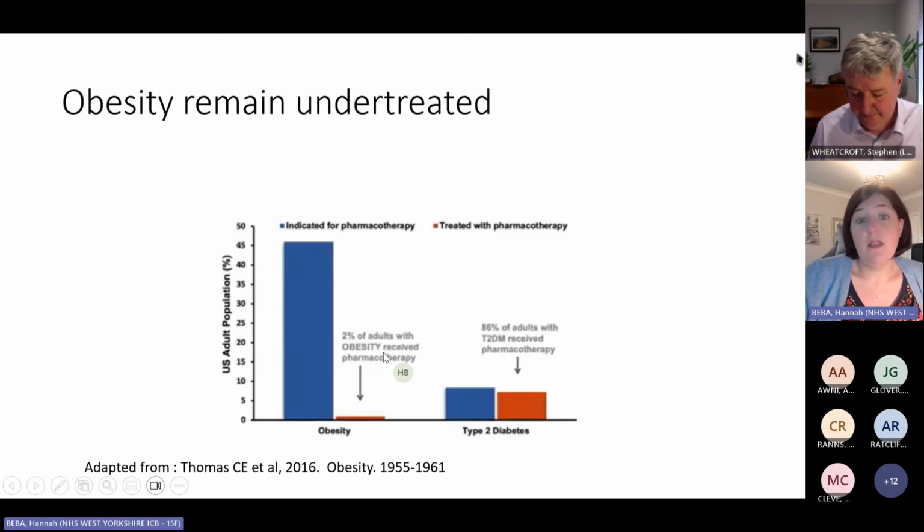And like I say, obesity really remains untreated for all sorts of different reasons. A, people don't seek the help. B, we don't have services that are set up to receive referrals at the moment.